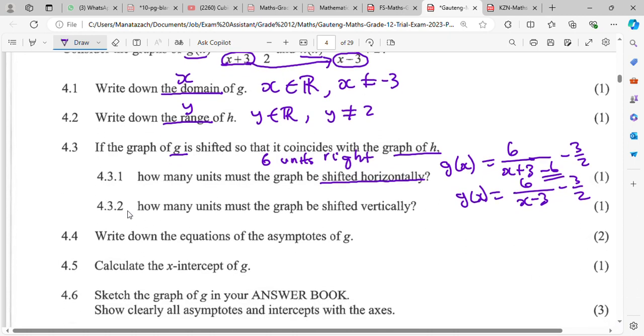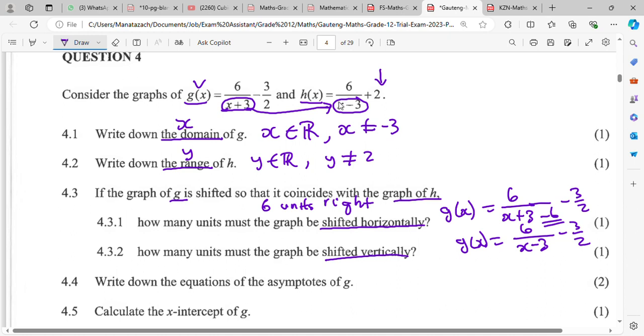Now let's go to the second part of the question. 4.3.2, how many units must the graph be shifted vertically? So in order to look exactly like the graph h of x, what is it that you can add or subtract to minus 3 over 2 so that it looks exactly like the 2 over here? Minus 1 over 3 is basically minus 1,5. So if you add 3,5 to the graph of g of x, then you'd get a 2, right?